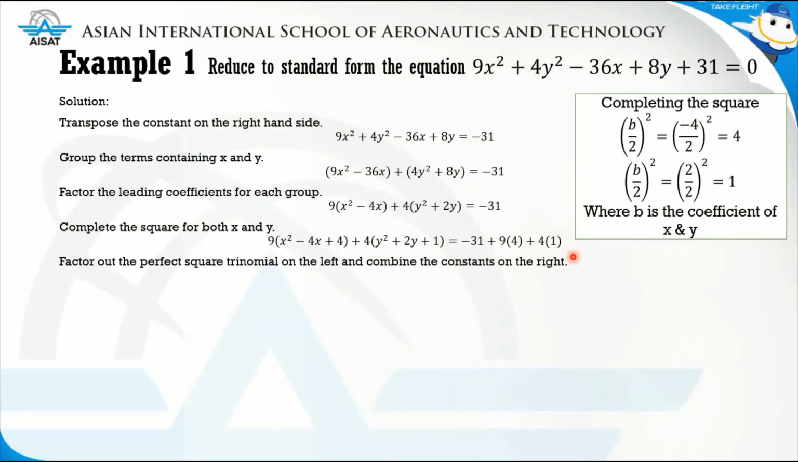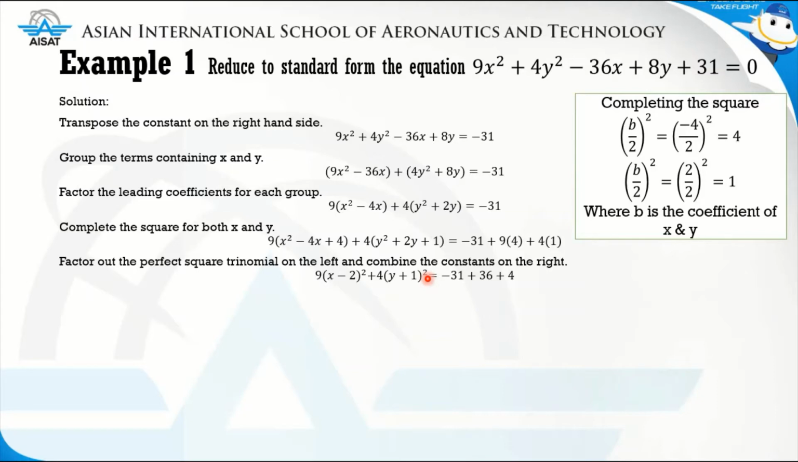Now for the next step, we need to factor out the perfect square trinomial on the left and combine the constants on the right. So, factoring out x squared minus 4x plus 4, we will have 9 times x minus 2 quantity squared, and for y squared plus 2y plus 1, we get the square root of y squared, which is y, and the square root of 1, which is 1, following the sign of the middle term, which is plus. And finally, we'll have y plus 1 quantity squared.